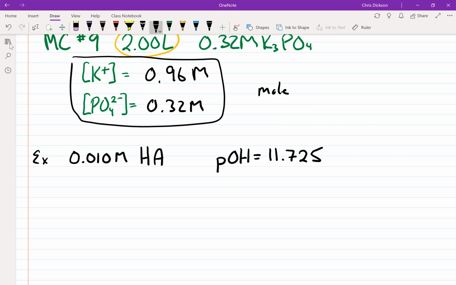And the question is, what is the Ka for HA? So HA is some kind of acid that we don't know its chemical formula, but we do know its initial concentration, and we do know the pOH of that compound in solution. And we're being asked to find the Ka value for it. So I'll just work through it with you guys, because I know time is kind of tight here, but just to show you the general kind of question.